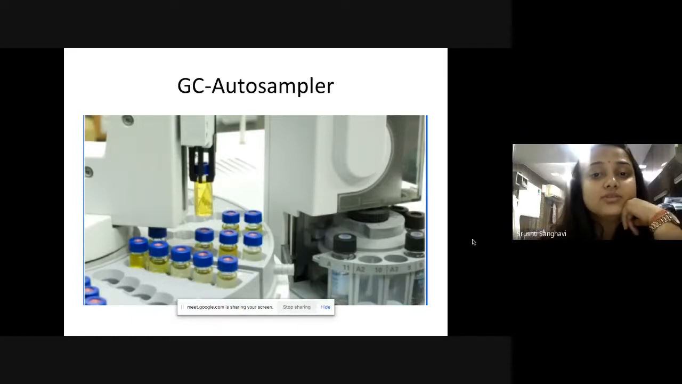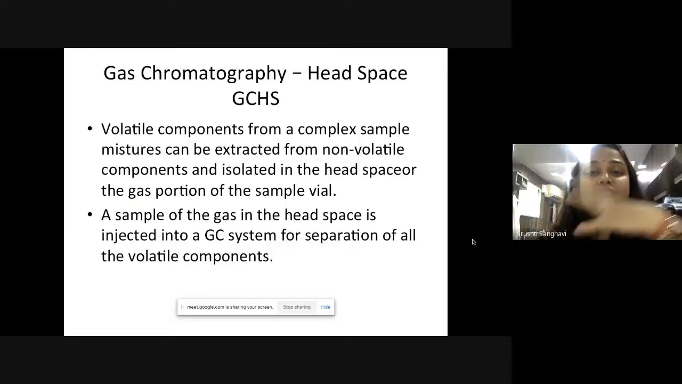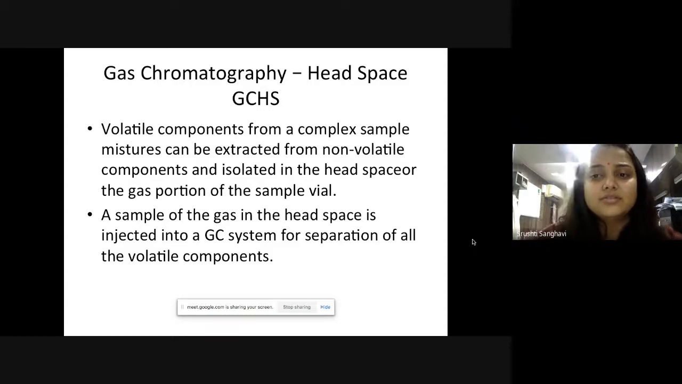What if your sample was pav bhaji masala from Badshah? Can you turn it into a homogeneous liquid? You'll have to dissolve it using so many different complex solutions or chemicals to make it into a solution. What can you do instead? Is it possible to just do analysis of Badshah Pav Bhaji Masala as it is? So the answer is yes, you can.